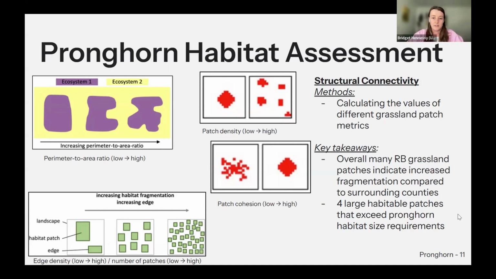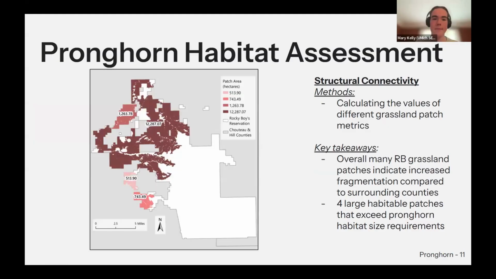And then we also found 4 large grassland patches in the reservation that exceed pronghorn habitat size requirements. So enough grassland area to live, feed, and reproduce on, which is the next figure, Mary. Thank you. So yeah, these are the 4 large patches that we found.